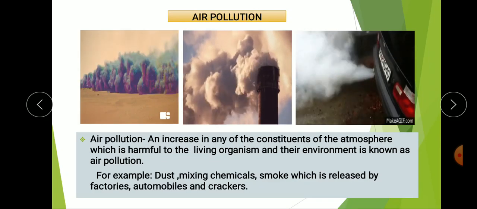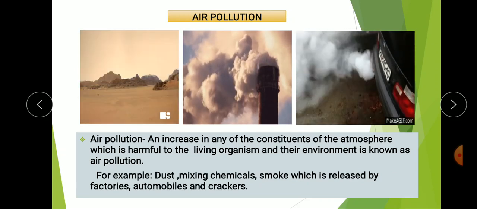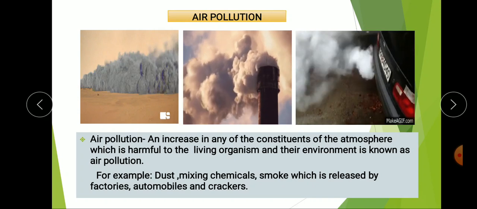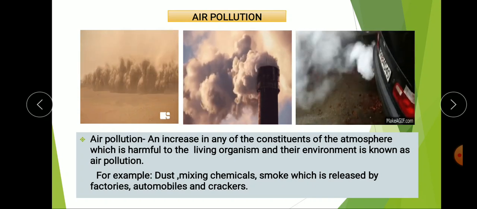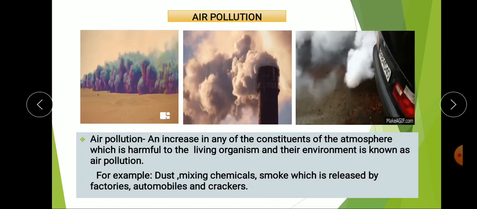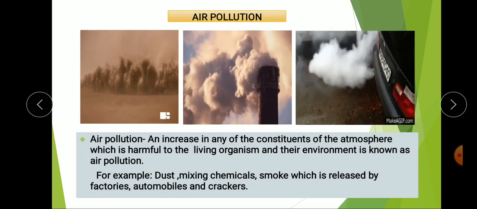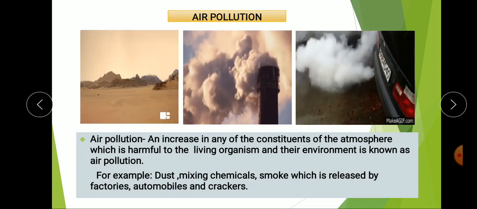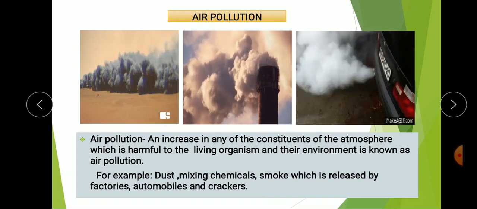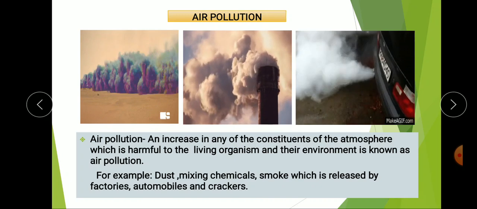Next is air pollution. So let us study about air pollution. So students, what is air pollution? Air pollution is one of the greatest and most dangerous environmental pollutions all over the world. Air pollution is the contamination of air caused due to smoke and harmful gases, or toxic, meaning poisonous, gases which are released by factories.